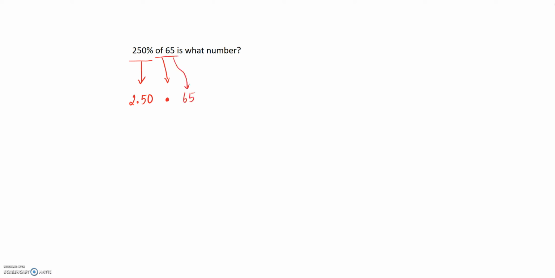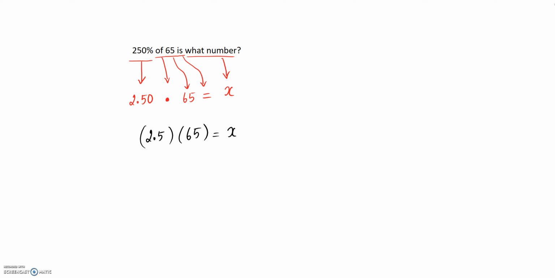65 is 65. The word is means equals. And what number is what we're trying to find? That's the missing information, so we always assign a variable to it. I'm calling it x. You got it translated, all the words into numbers, and you produced an equation just like that. So 2.50 is the same as 2.5, times 65 equals x.